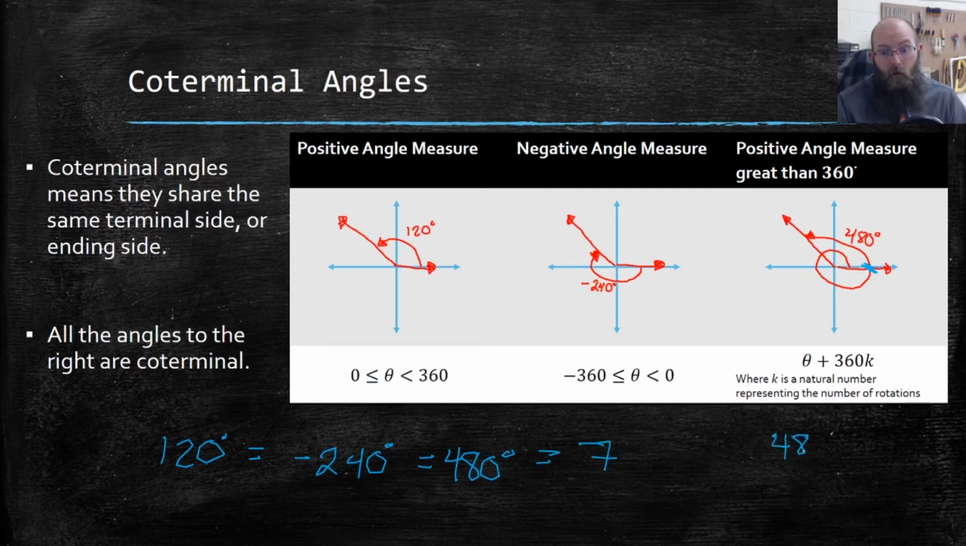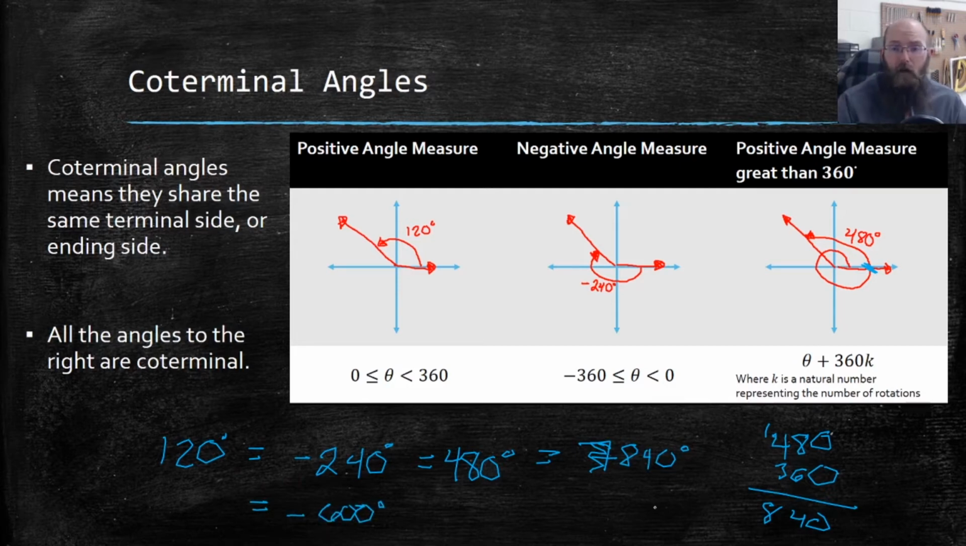Let's write it out. 480 plus 360. That's a 4, carry my 1. That's 840. An 840 would be another one. And I could also subtract another 360. So it would be the same as a -600, right? Yeah, that's awesome, isn't it?